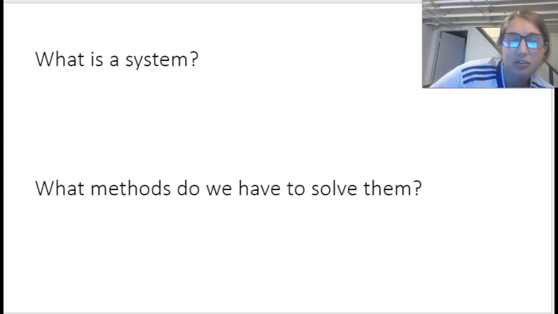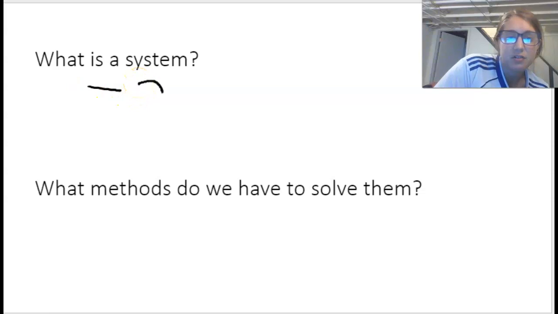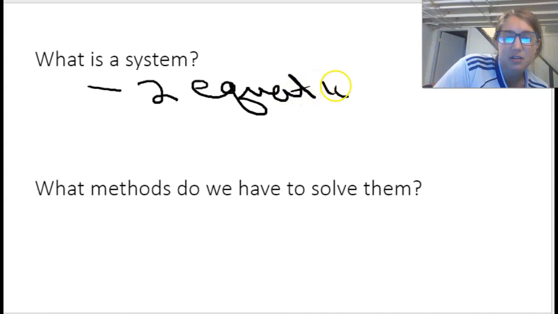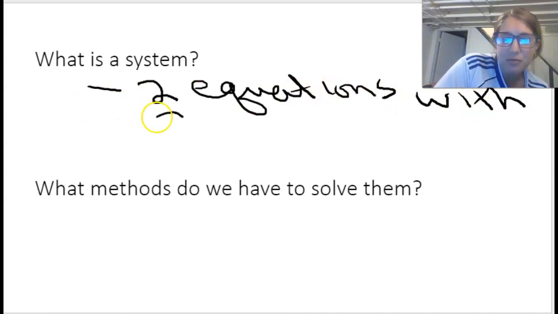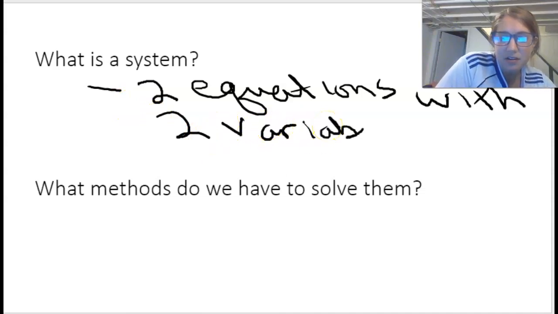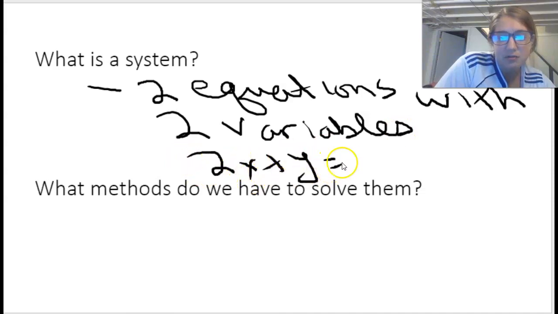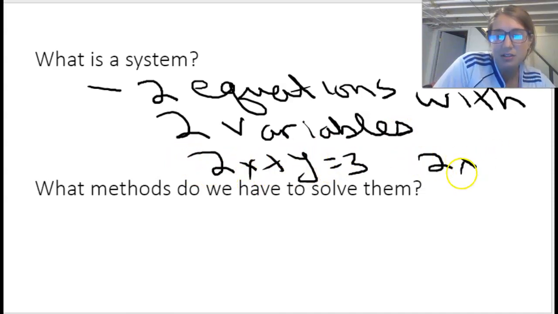So this is not in your notes, so we're going to quickly review what is a system. A system is when we have two equations with two variables. So this could look like 2x plus y equals 3 and 3x plus 4 equals 2.